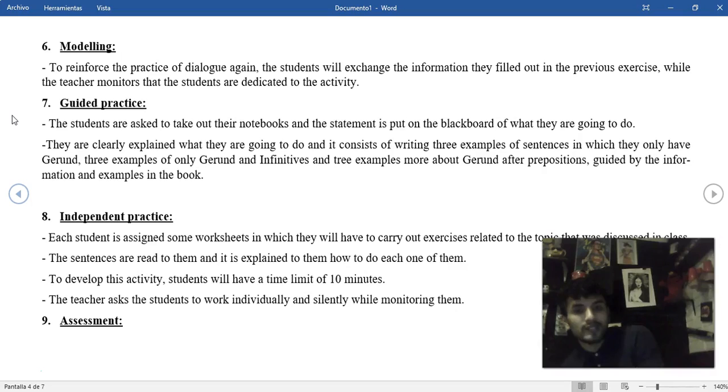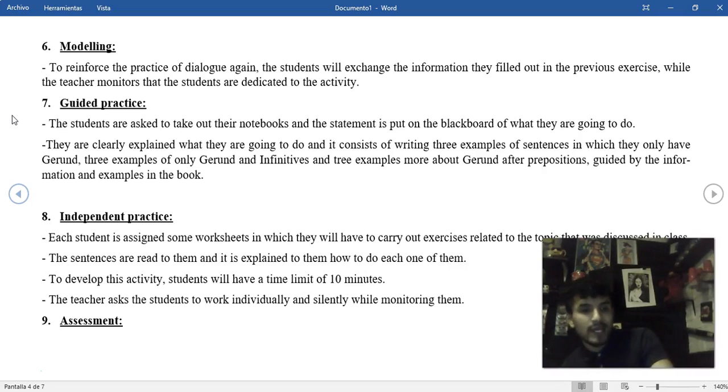The students have to write 3 example sentences in which they only have gerunds, another 3 examples of sentences with gerunds and infinitives, and finally 3 more examples about gerunds after prepositions, guided by the information and examples in the book. Yes, they can use the information that the book contains to help them do this activity.